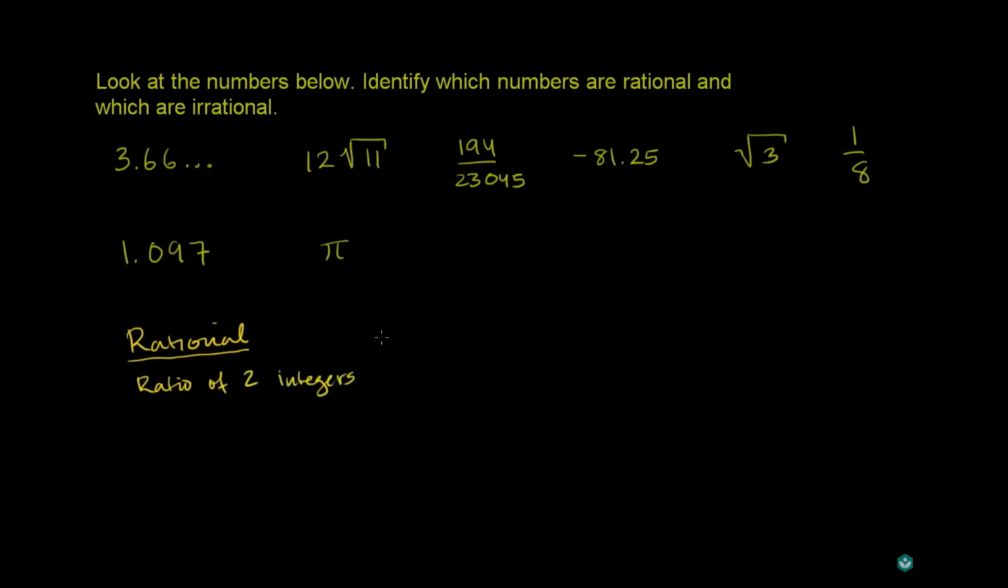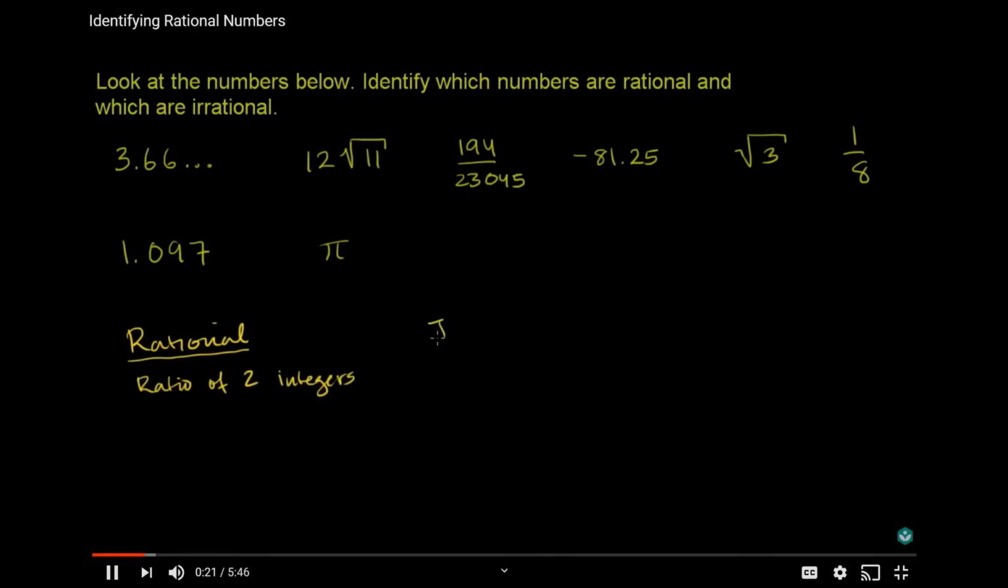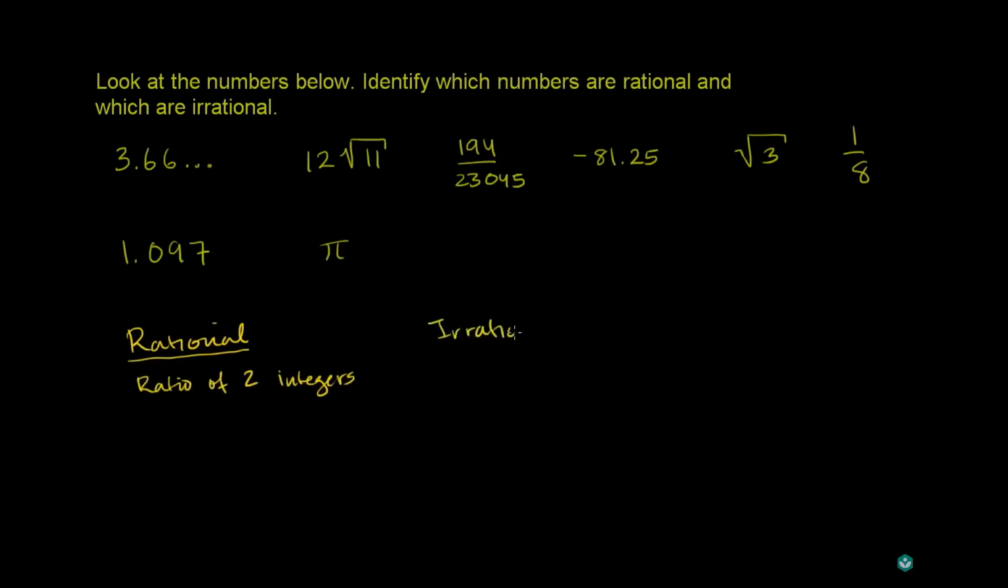And if you're irrational, by definition, it just means that you're not rational, that you can't be represented as the ratio of two integers. So not rational. So there's some low-hanging fruit over here, because some of these numbers are actually represented as the ratio of two integers. I'll circle those. 194 is an integer, 23,045 is an integer. Clearly the ratio of two integers, this fraction right over here. So it is rational. 1 is an integer, 8 is an integer.